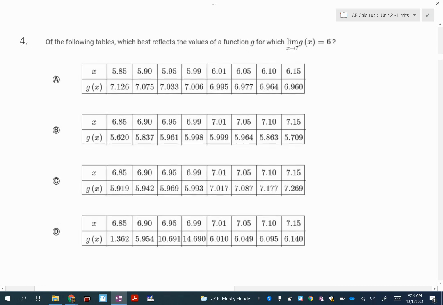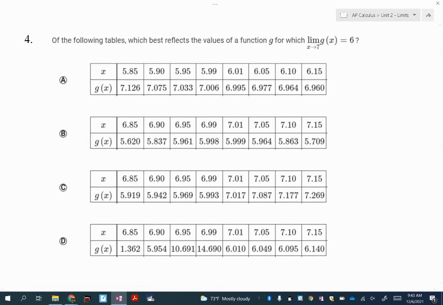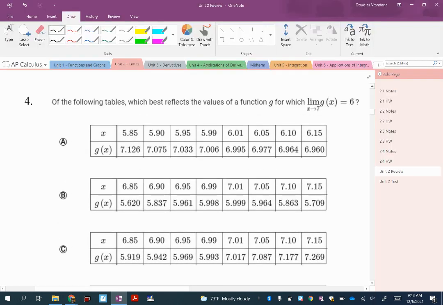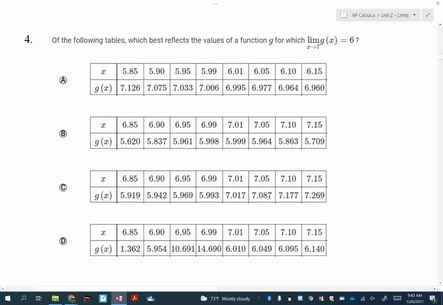Very similar to some problems we did at the very beginning of this unit. All right, looking at tables of values. When you are looking at x approaching 7, you want to be approaching 7 from the left and from the right, so like 6.99999, 7.00001. So that kind of eliminates A.